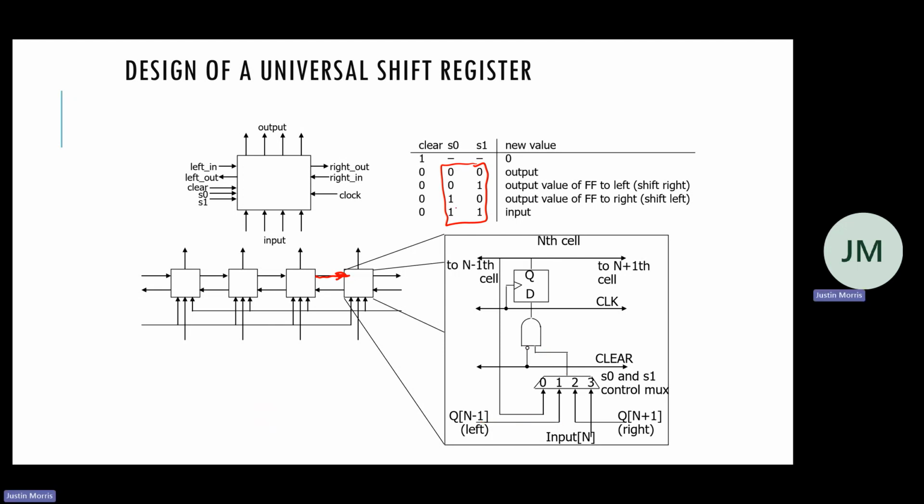And then if it's 2, I'm going to get the data from the right. And if I'm putting that in my flip-flop now, it's a shift to the left, because my data came from the right. And then if I have 1, 1, which is 3, I'm loading this new input instead of using it as a shifter. I'm just loading in new data and I'm not clearing it out as all zeros.